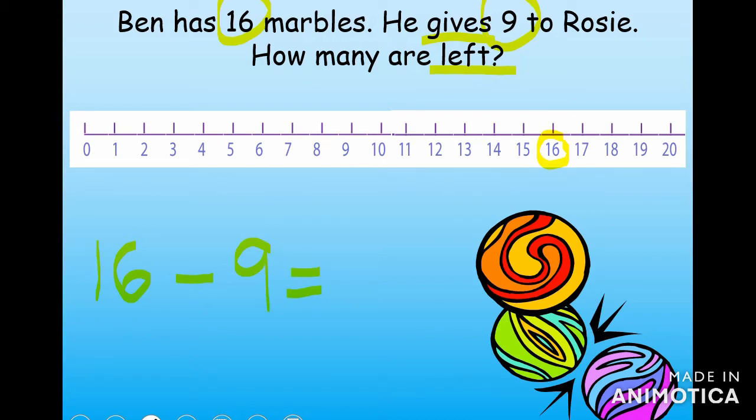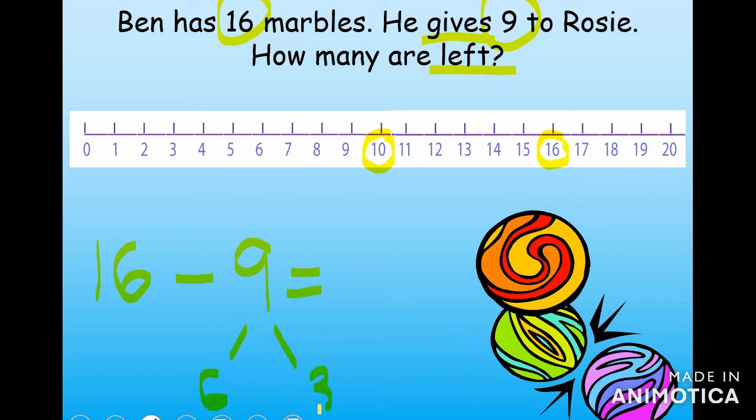So, because we'll be crossing over 10, what we can do first is split 9 up. If we're starting at 16 and we need to get back to 10, the difference between 10 and 16 is 6. So part of our 9 that we're trying to make up is 6. What number adds to 6 to make 9? Can you remember?